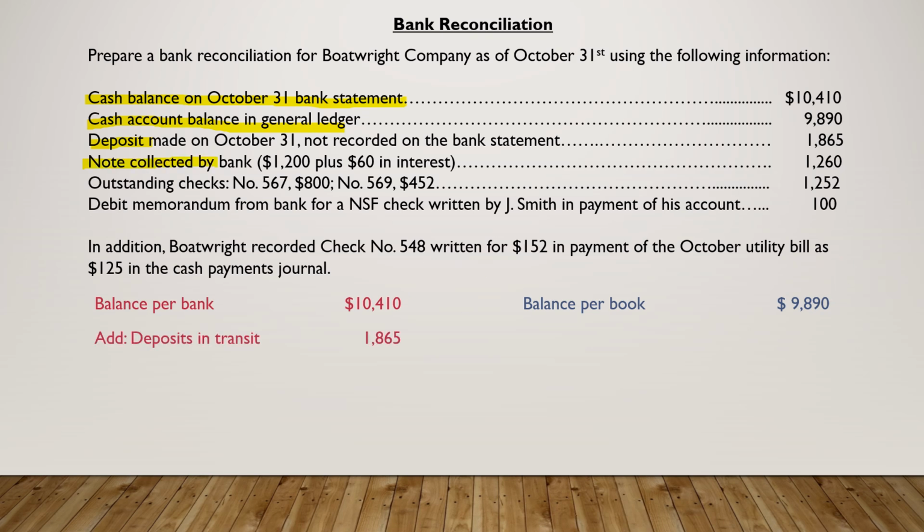Next, we have the note collected by the bank of $1,260. This item is the opposite of the previous. When the bank collected this note, it added it to our bank balance. But Boatwright has yet to add it to its book balance. So that's the side to which we add it.